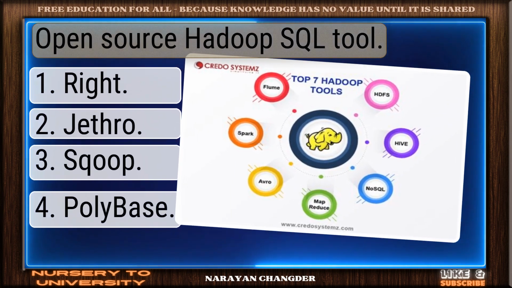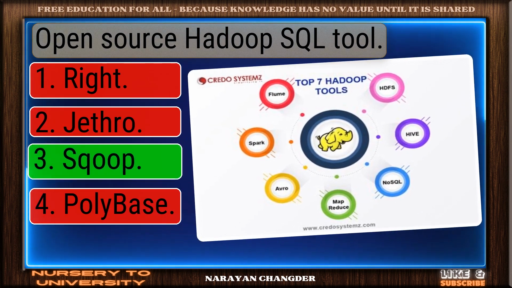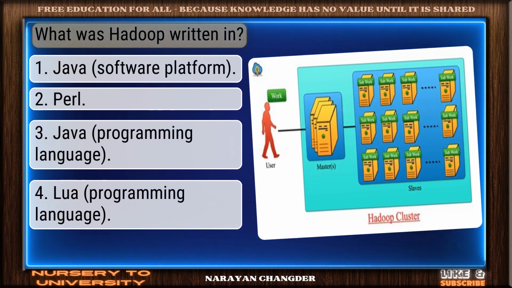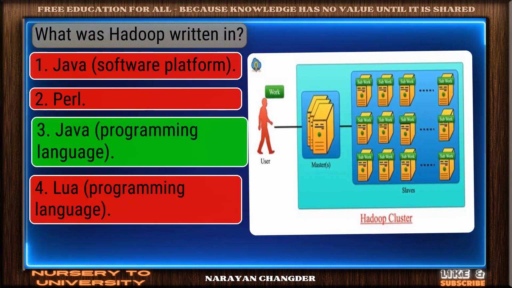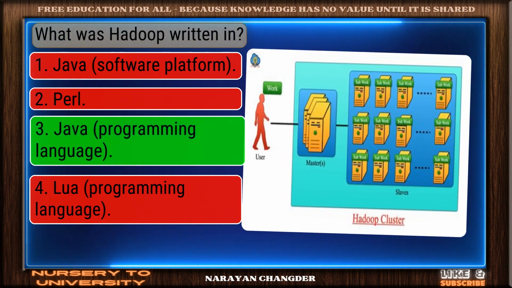Question number 69. Open source Hadoop SQL tool. Right choice. Sqoop is the best answer. Question number 70. What was Hadoop written in? You got it. Your choice, Java, is right.